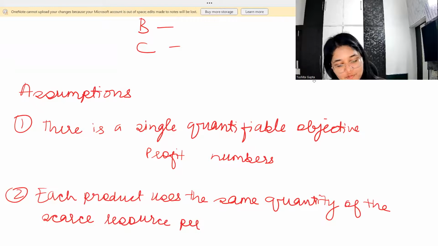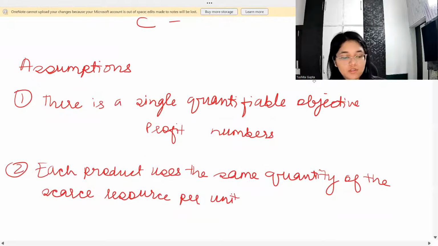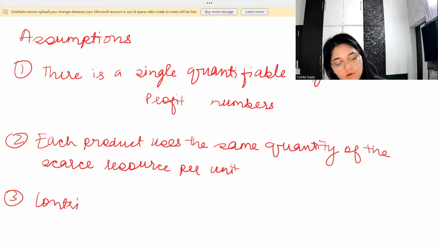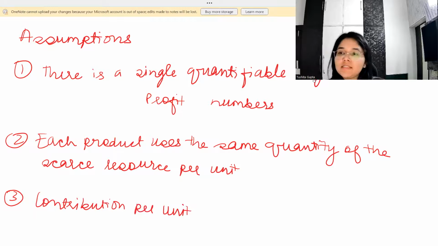Then the next assumption that this model has is that your contribution per unit remains constant, like other models we have studied the assumptions for. So it also assumes that the contribution per unit remains constant. So basically this means that your selling price and your variable costs remain constant, because only if they remain constant then your contribution per unit will remain constant.